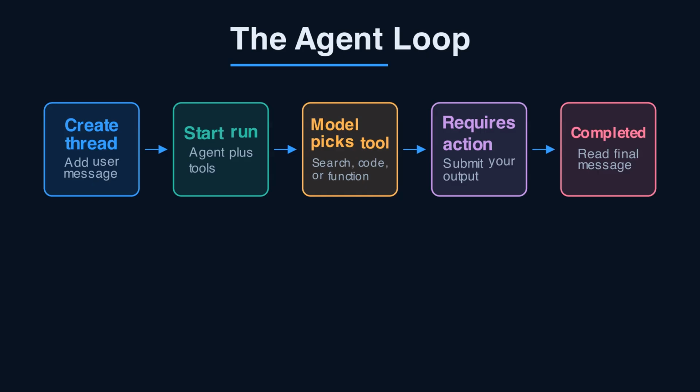If it's your custom function, the run pauses in a requires action state. Your Python code reads the requested function name and arguments, executes locally, and submits the output. The loop continues until the run reaches completed, and you read the final assistant message. This pause and resume pattern is the heart of multi-tool agents.